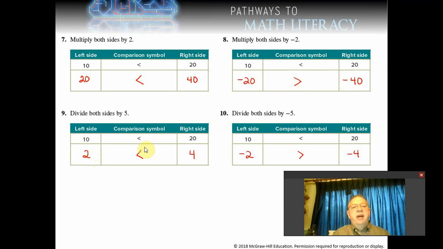Division is the same. Divide by a positive number, I keep the same symbol. 10 divided by 5 is 2. 20 divided by 5 is 4. Still 2 is less than 4. But here I'm going to do the same thing I did above. I've got a negative number. 10 divided by negative 5 is negative 2. 20 divided by negative 5 is negative 4. But with division by a negative number, or multiplication, I have to change this direction. Negative 2 is actually bigger than negative 4. Negative 4 is to the left. All the numbers to the left are smaller.